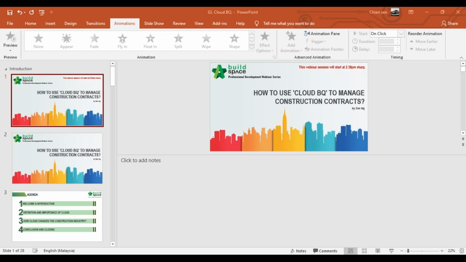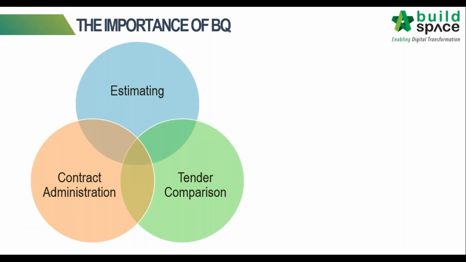So let's continue with the importance of the BQ. The BQ always provides the best basis for estimating, tender comparison, or even contract negotiation. By having the BQ, it will always provide better insight into the project at the early stage, because we all know that the BQ has the description and also the quantity. That means we can always identify the scope of works just by looking at the detail of the BQ with the description.